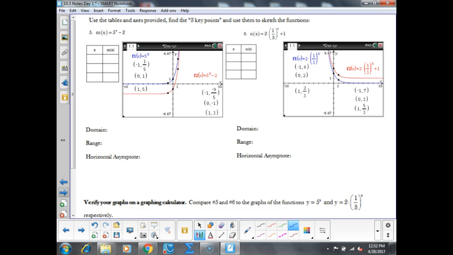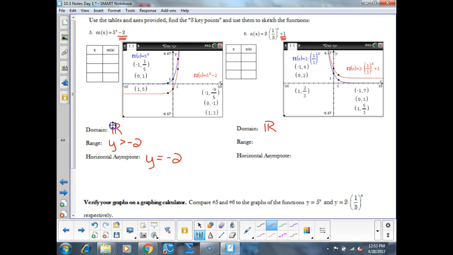So here, my key points all stayed the same, okay? But the domain now of my red is all reals. The range, because it went down 2, is y is greater than negative 2, and my horizontal asymptote is y is equal to negative 2. Here, because it took the whole function and went up 1, the domain stays, but the range goes up 1, and the horizontal asymptote goes up 1.